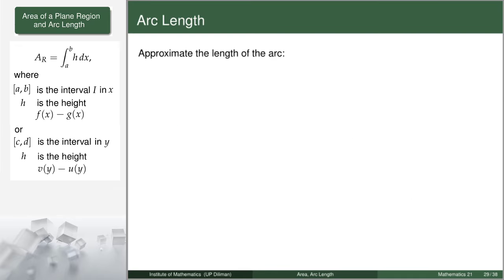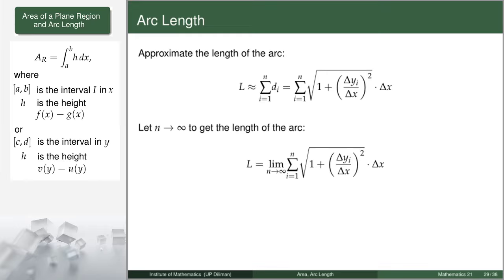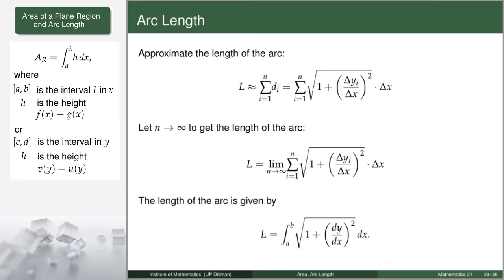And thus, from an approximation, it becomes an equality, and we will have the following quantity. This translates to an integral, and that integral is given by this, where the delta x that we multiplied before becomes our dx, and I have the square root of 1 plus (dy over dx) squared.